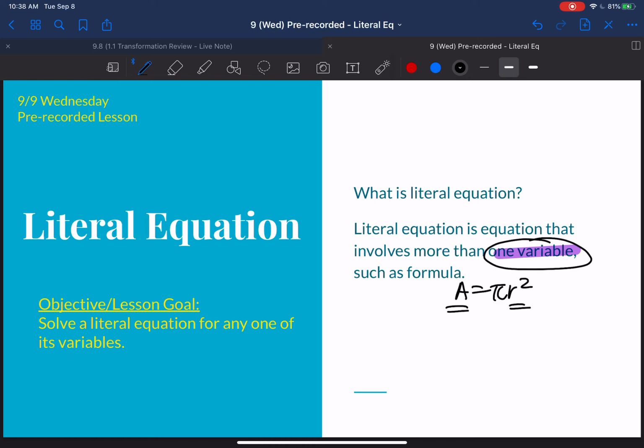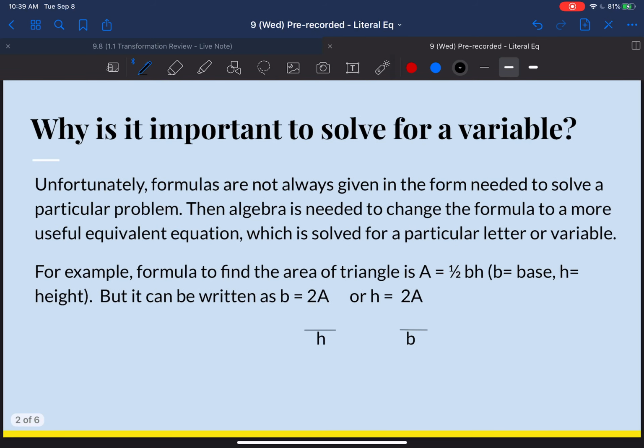Today's lesson goal or objective is that we will be able to solve these linear equations for a particular variable. Make sure you copy down. Since it's a Wednesday, I am not going to check, so you don't have to submit your notebook. But please review linear equations. So let's go over why it's so important.